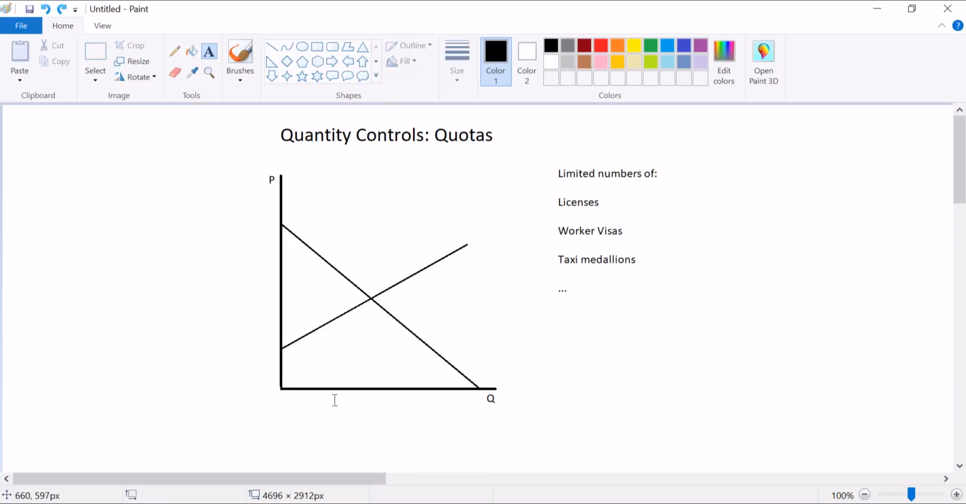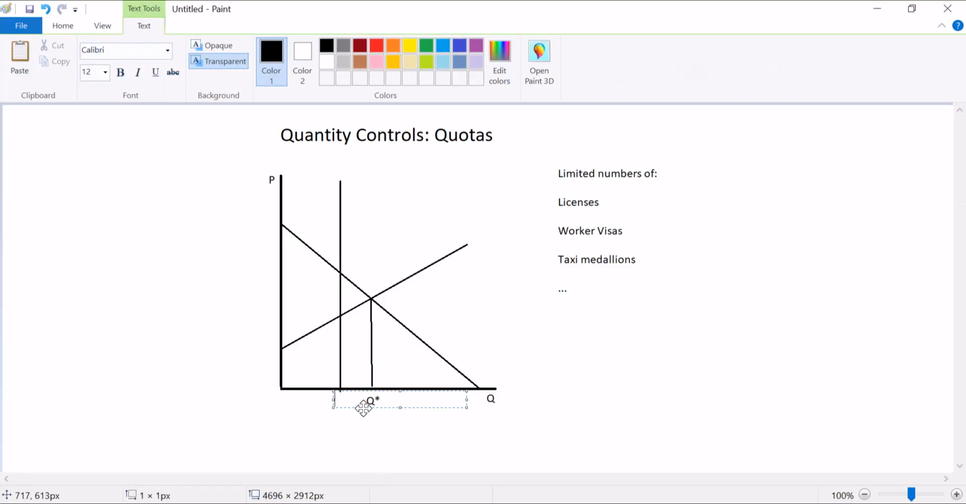Now, how do we show that on a graph? Well, the way we would do it is we would say that there's some arbitrary quantity that the market's not allowed to cross. And we often just draw a line saying Q cannot exceed this. Now, this is a challenge for our market because the equilibrium quantity, Q star, is usually greater than the quota itself, or else the quota is not going to mean much. This little Q for quota is going to be set as less than Q star.